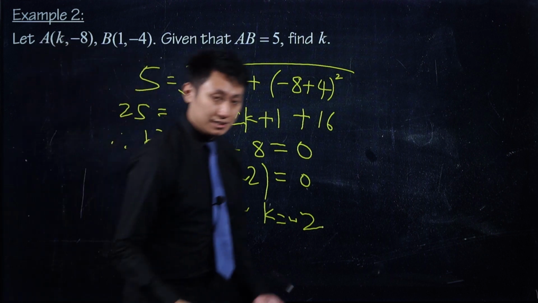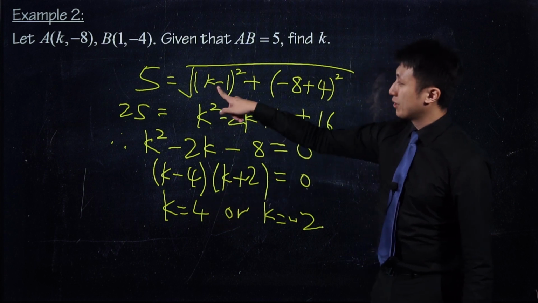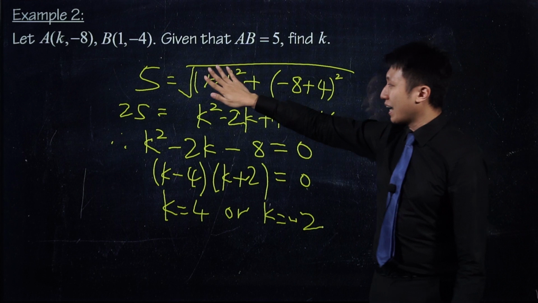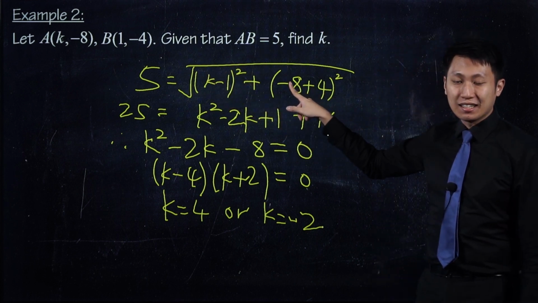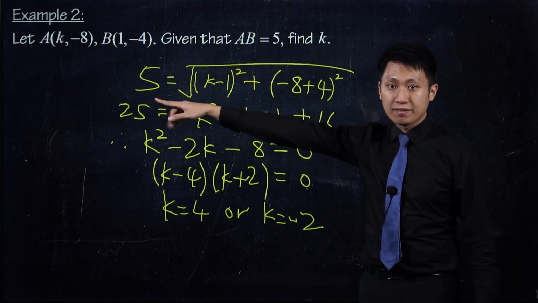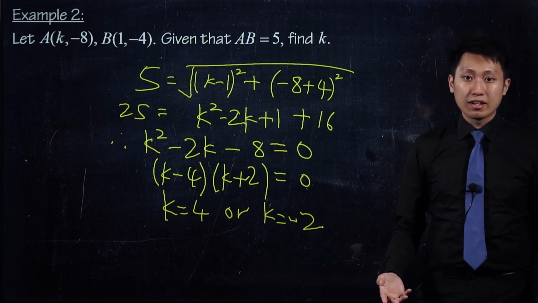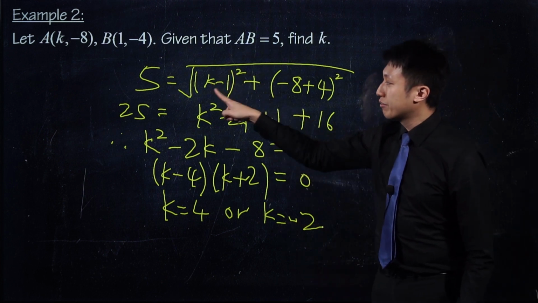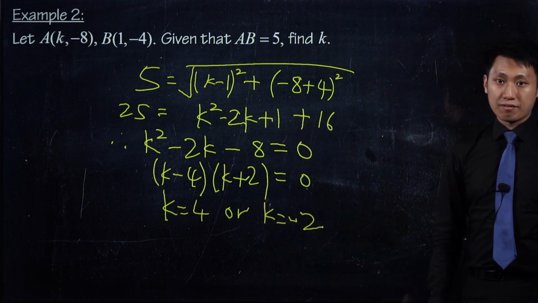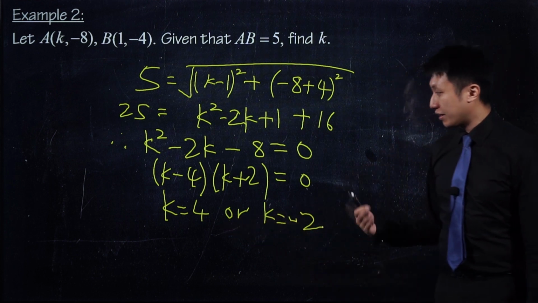Alright, so let's check the answer. If you put 4 into here, 4 minus 1 is 3. 3 squared is 9. 9 plus 16 is 25. Square root, you get 5. No problem. How about this one? Negative 2, you put it here, it gives you negative 3. But the square is the same. Square, it gives you 9. Plus 16 is still 25. Square root will be 5. So your answers are these two: k is equal to 4 or k is equal to negative 2.